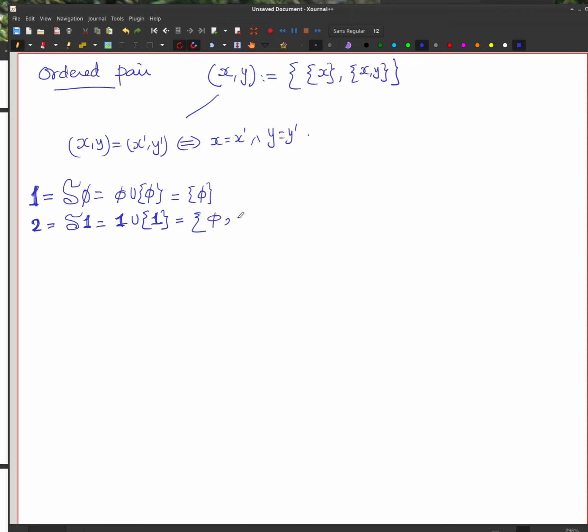It is this and this, right? So if we write a bold 0 for the empty set, this becomes this. Okay, 3 is the successor of 2, and this after calculation will come to this.